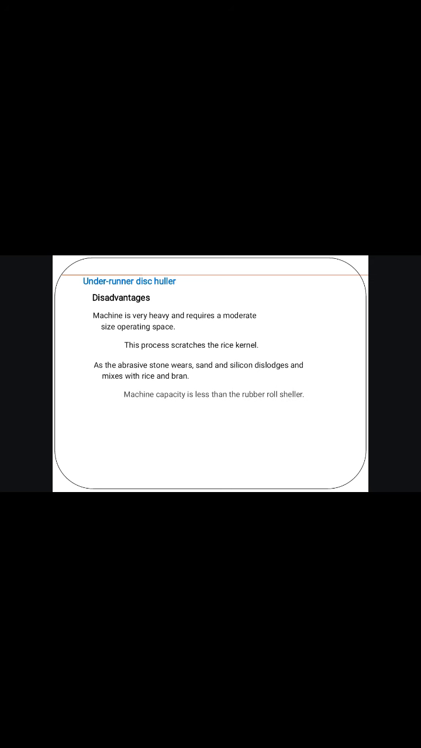Then the disadvantages of the underrunner disc huller. The machine is very heavy and requires a moderate size operating space. This process scratches the rice kernels. Also, as the abrasive stone wears, sand and silicon dislodge and mix with rice and bran. The capacity of the machine is less than the rubber roll sheller. Also, huller efficiency in this machine is 85 to 90%. Also, it does not work well with paddy of mixed varieties.